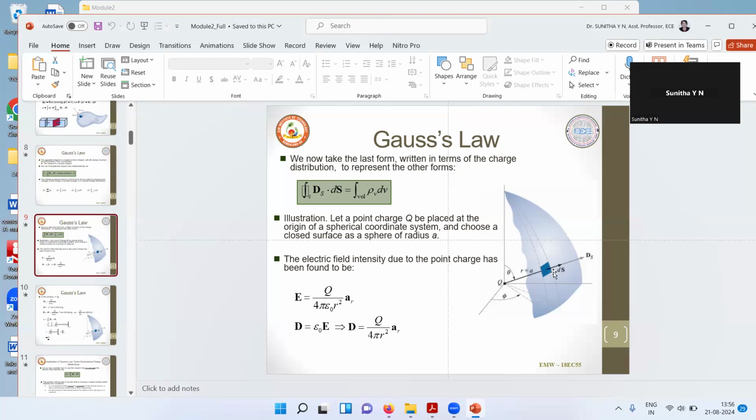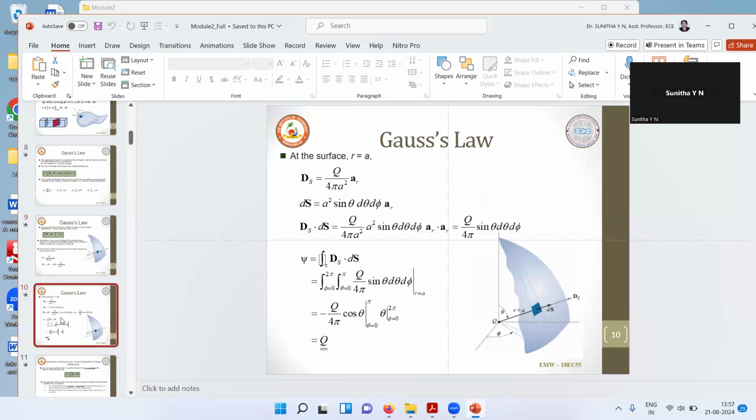This arc has an equation, which is A, that is the radius, into sine of the elevation angle, sine theta, into the change in the azimuth angle, that is angle phi. Whatever the small change we have here, this is d phi. So I can now write the differential vector ds as A square sine theta d theta d phi. That is, I am multiplying both sides to get ds.